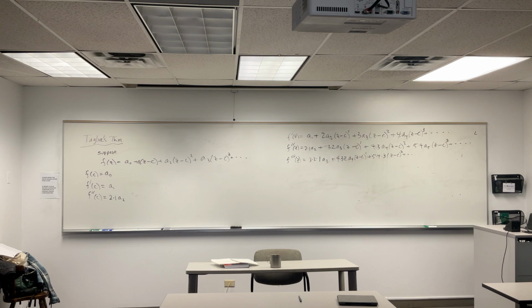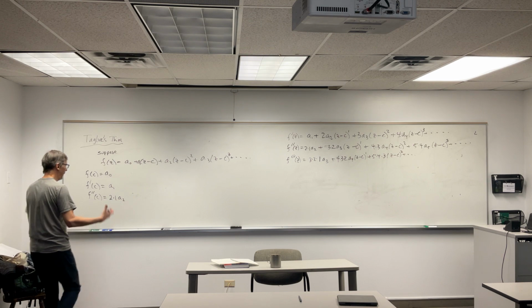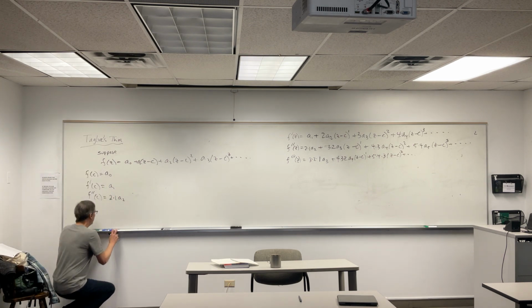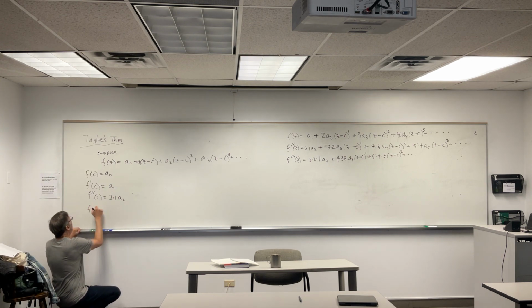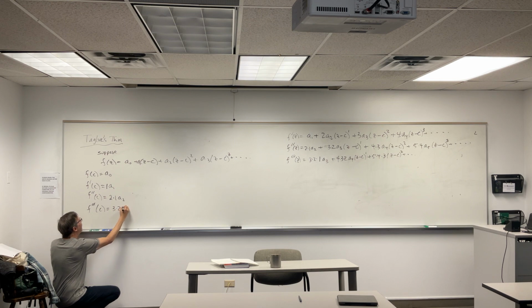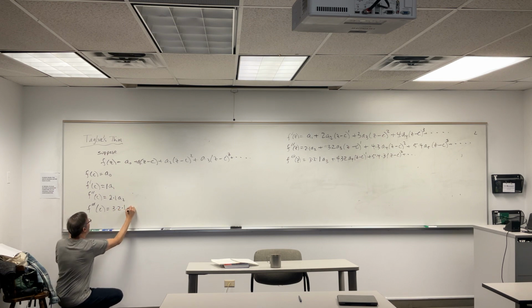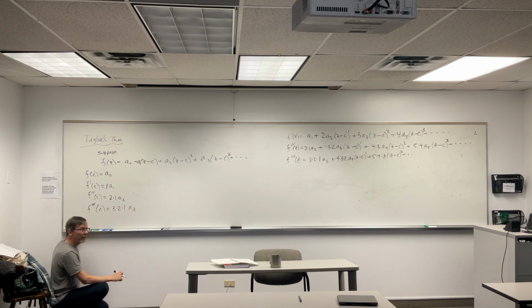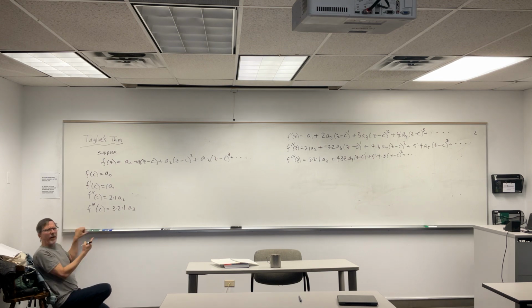When you put in that center, it kills off everything but that first constant term. That's basically the gist of all this. And notice that I'm keeping things. I could have even put a 1 there. I'm not going to put a 0 in front there. F triple prime of c is 3 times 2 times 1, a3. We're getting the rhythm, right? The rhythm's starting to manifest here.